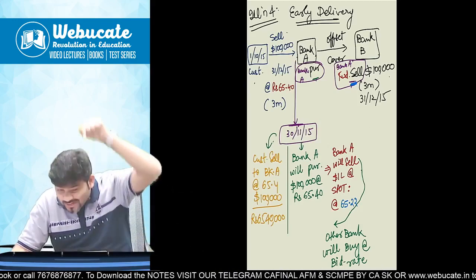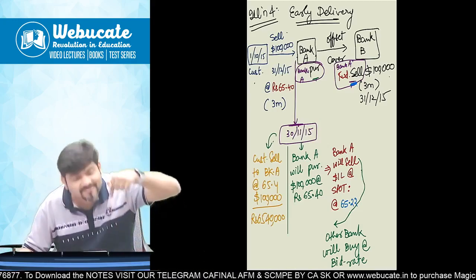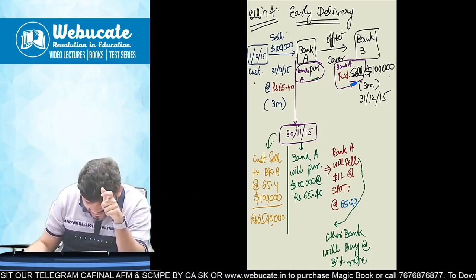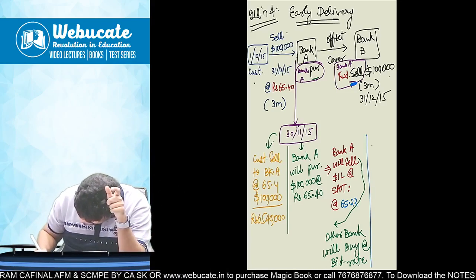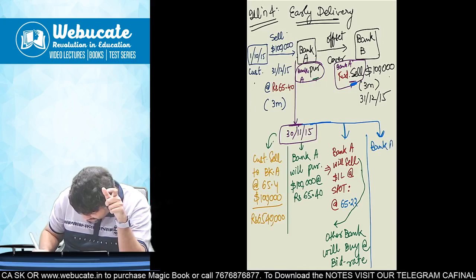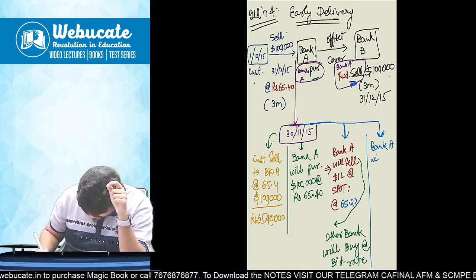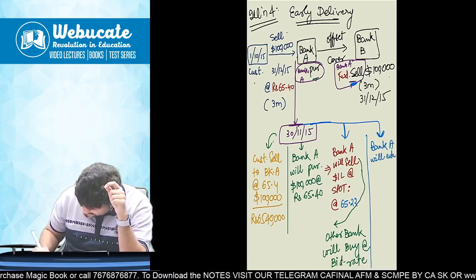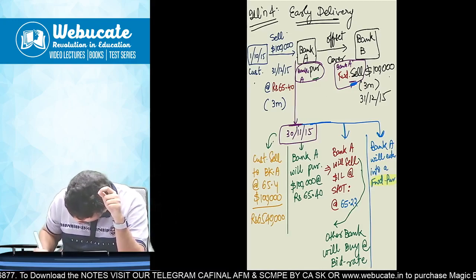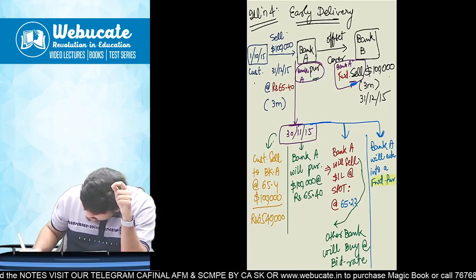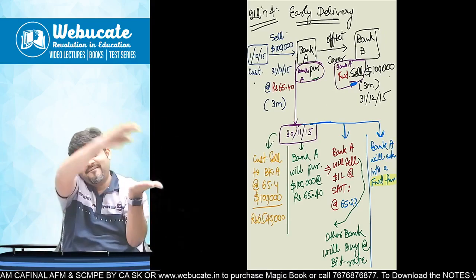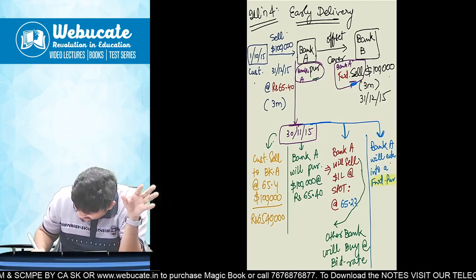So what will he do? Today, he will enter into a forward purchase. So that forward purchase and the 1 month forward sell cancel each other on the due date, game over. So today itself, on 30th, all of this is happening on 30th, Bank A will enter into a forward purchase. Why forward purchase? Because his forward sell is outstanding. So after 1 month, forward purchase, forward sell, matter settled. So on 30th itself, we will have to enter into a 1 month forward purchase.